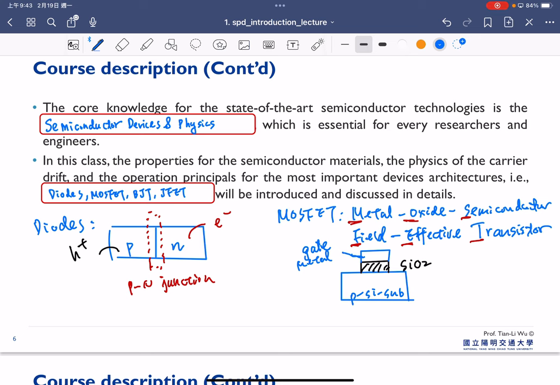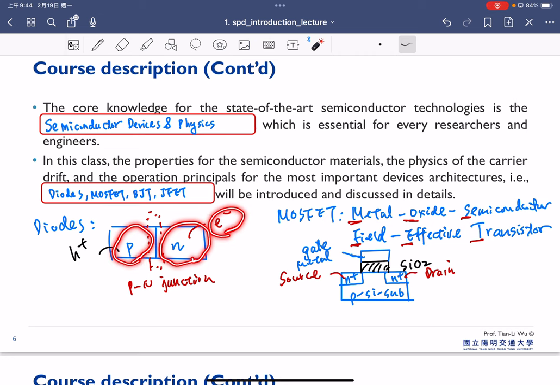And of course, there's something additional. In these regions, we do something to make them N plus, and the left hand side is what we call the source, and the right hand side is what we call the drain. Once you understand the diode, that can provide some basic understanding, because with the diode you understand that the N region is a place full of electrons, and the P region is a place full of holes. This is exactly the same. So the N plus is a place full of electrons, and the P region is a place full of holes.